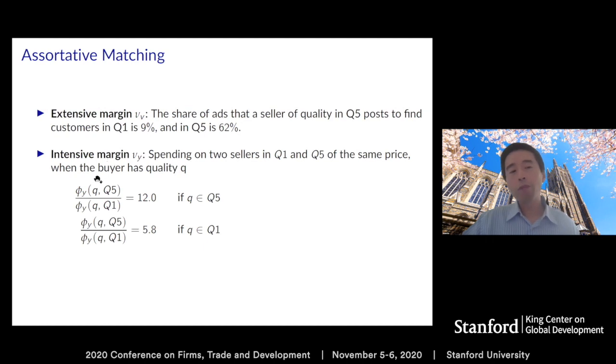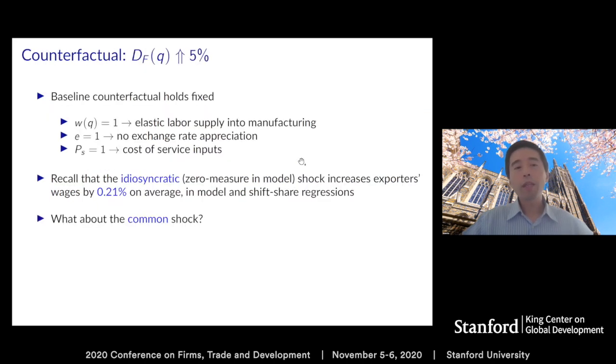And in terms of the intensity margin coming from the production function valuation, again, think about two sellers. Let's ignore the price, but just think about these two sellers, one coming from the highest quality quantile and the other from the lowest quality quantile. Not surprisingly, you're going to prefer the highest quality guy over the lowest quality one, but this difference will be six times if you yourself are low quality, and doubled to 12 times if you yourself were actually high quality, right? So this gives you a sense of how strong the complementarity is in the production structure that we estimated.